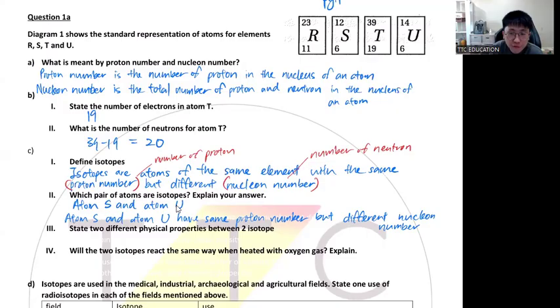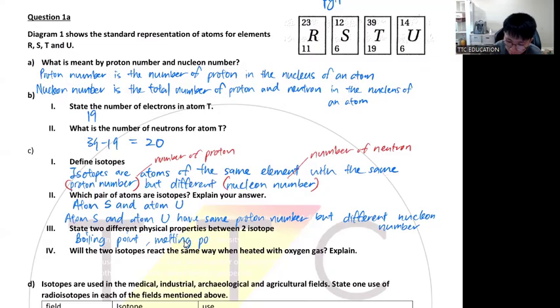Say two different physical properties between two isotopes. So guys, what do you say about physical properties? Physical properties usually we talk about melting point, boiling point, density, electrical conductivity. So these are the few things. We want two different physical properties between isotopes. So we say boiling point, melting point.